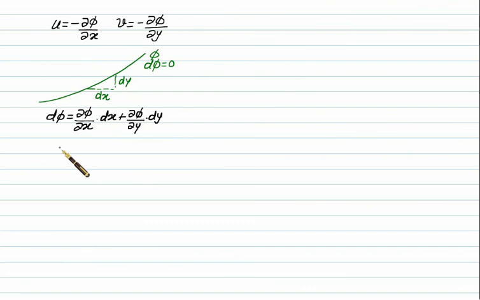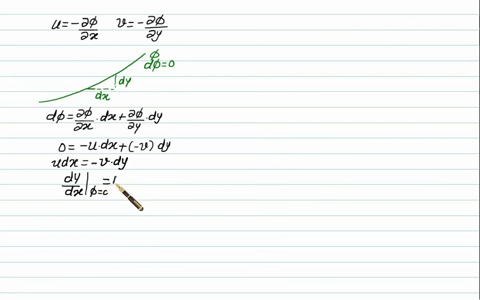Using this definition we can write the total derivative equal to 0, where del phi by del x is the same as minus u. So we have minus u multiplied by dx plus del phi by del y, which is minus v, multiplied by dy. Using this we get u dx equal to minus v times dy. What we are interested in is the slope dy by dx for constant velocity potential. Let's say this slope is m1. So we have u divided by v, but the slope is negative, that is minus u by v.